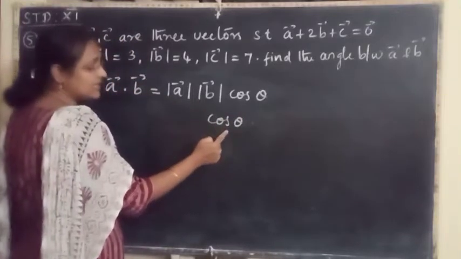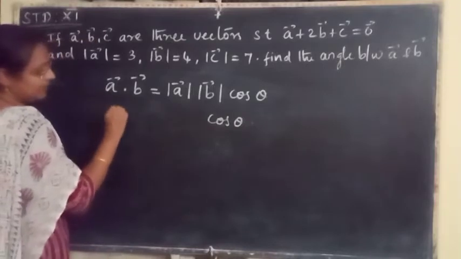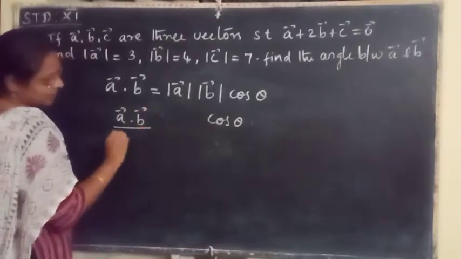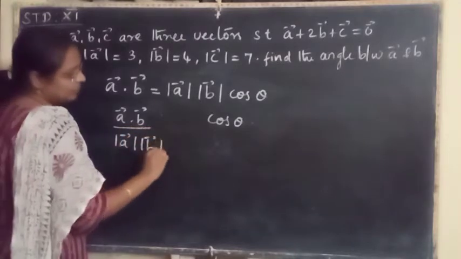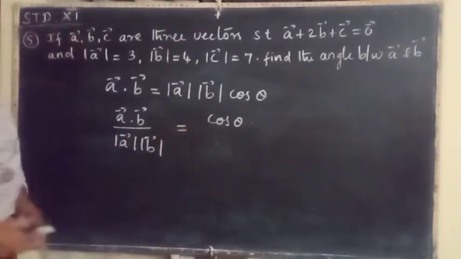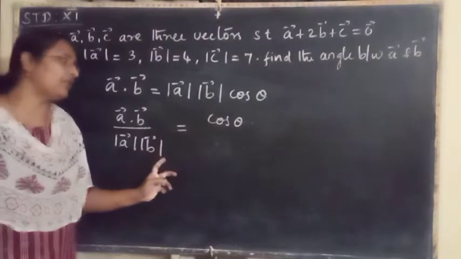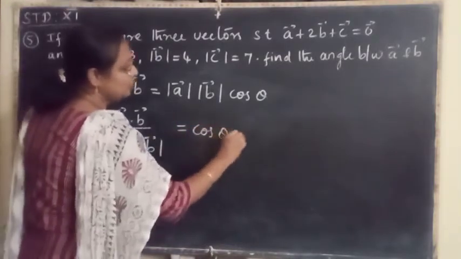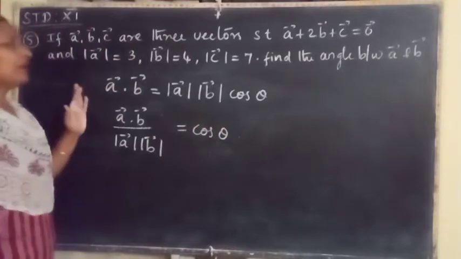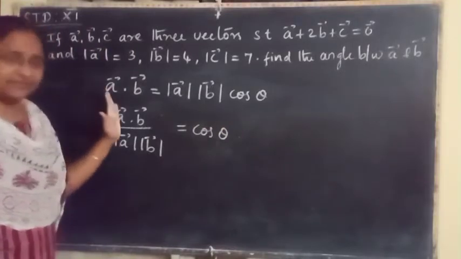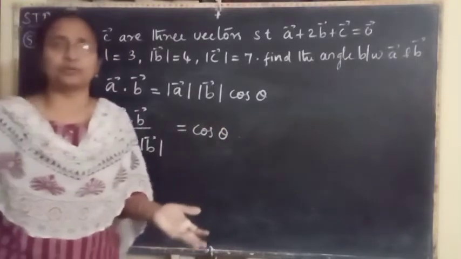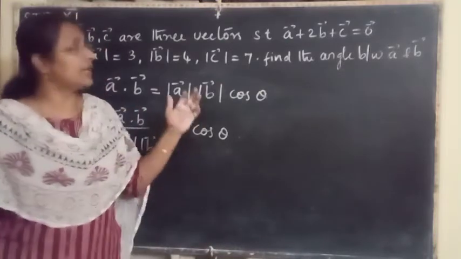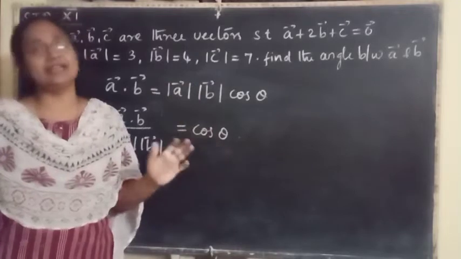So what will be cos theta? Cos theta will be equal to A vector dot B vector divided by modulus of A vector into modulus of B vector. Yes or no? So this is the formula to find the angle between two vectors. Now with the help of this same definition, we have done a variety of problems and discussed a few problems in our previous video. Now let's continue with the remaining sums.